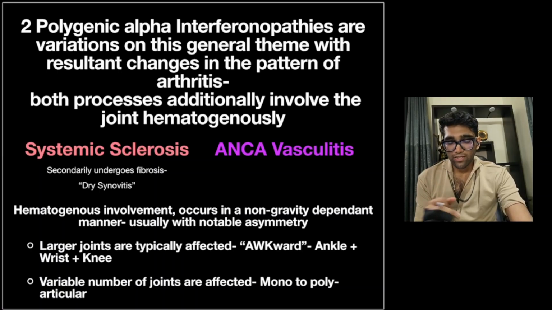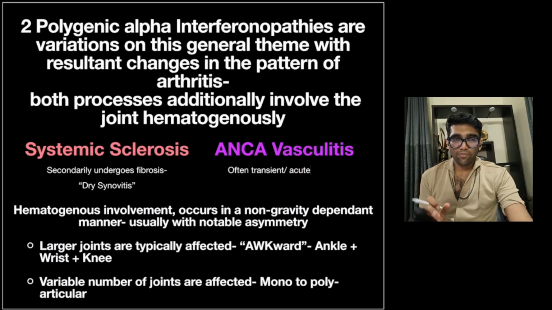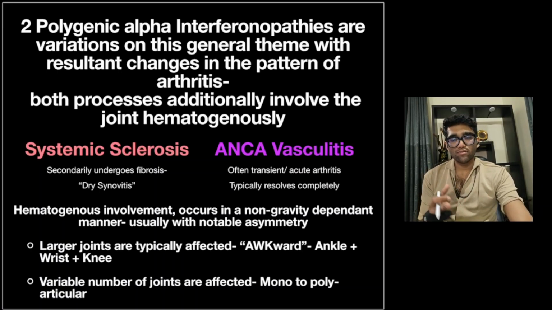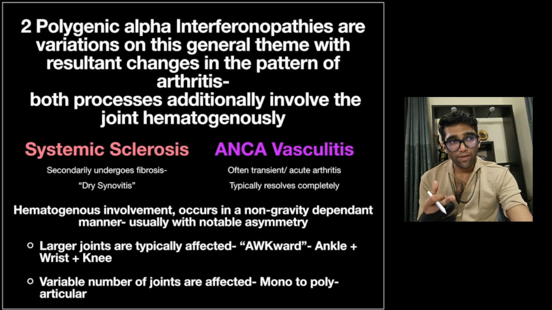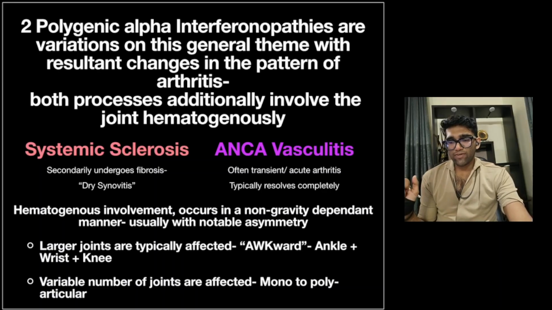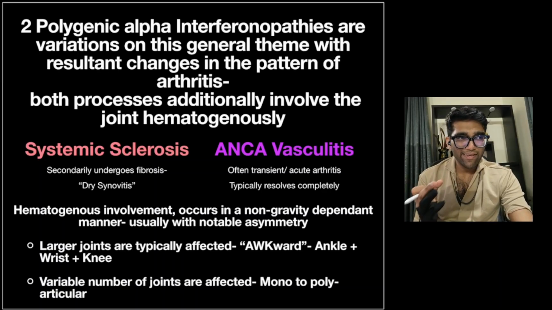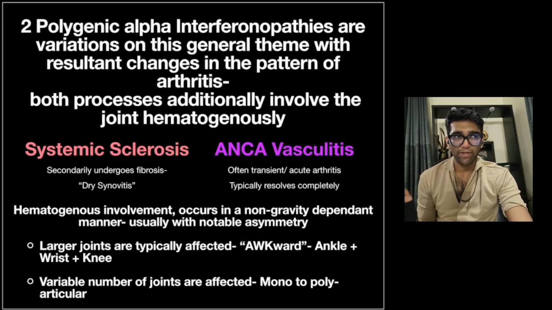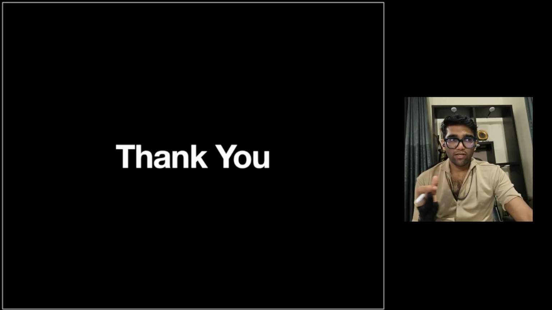from patient to patient. In case of systemic sclerosis, because there is also fibrosis that happens, the joints secondarily get fibrosed, and that is called a dry synovitis. So no significant effusion occurs, but eventually there is a restriction in the range of motion of the joint. With ANCA vasculitis, often the arthritis is acute or transient and resolves spontaneously or completely. So that brings us to the end of this discussion on the logic behind the four patterns of joint involvement in inflammatory or autoimmune and inflammatory rheumatic diseases.